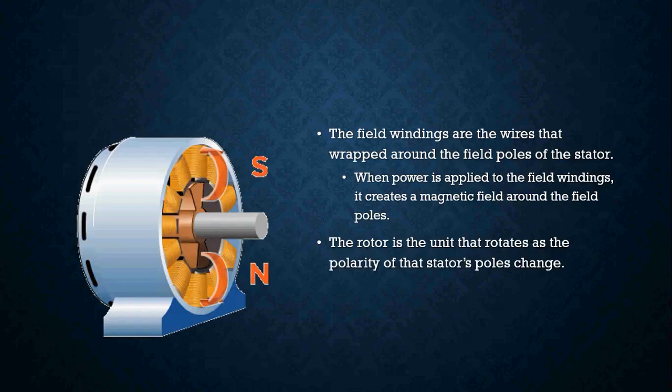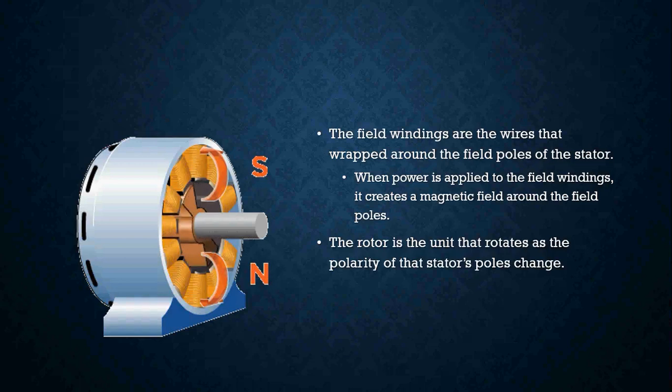So when this is all in operation, this is what we kind of see. We have our stator, and we have a rotor. And the rotor is actually what's spinning. Those field windings are the wires that are wrapped around the field poles of the stator. So when power is applied to those field windings, it creates a magnetic field around those field poles. The rotor is the unit that actually operates as the polarity of that stator's poles change.